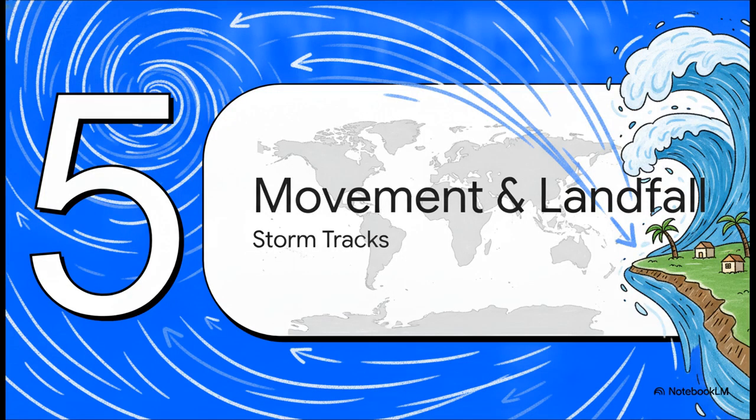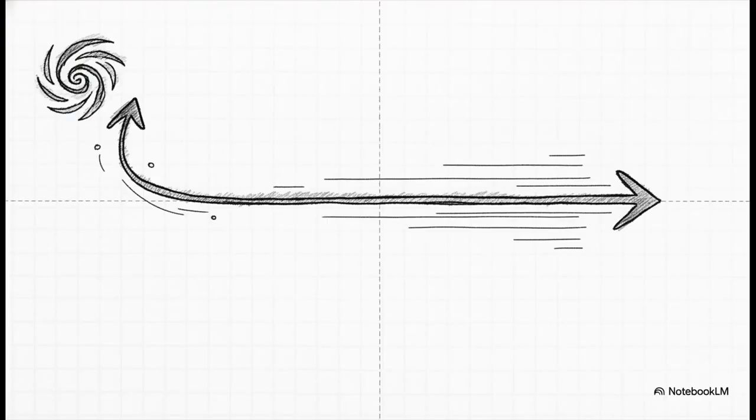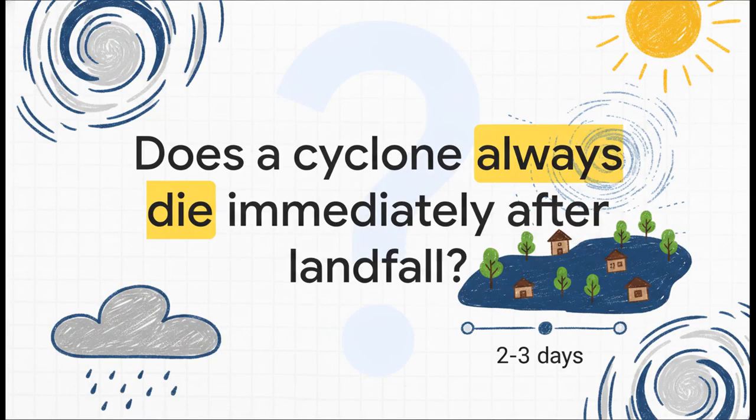Section 5. Movement and landfall. Let's track these storms. These massive systems are constantly on the move. Driven by the easterly trade winds, cyclones will generally travel from east to west. But at the same time, a fascinating phenomenon known as beta drift causes them to slowly curve poleward, pushing them toward the mid-latitudes.